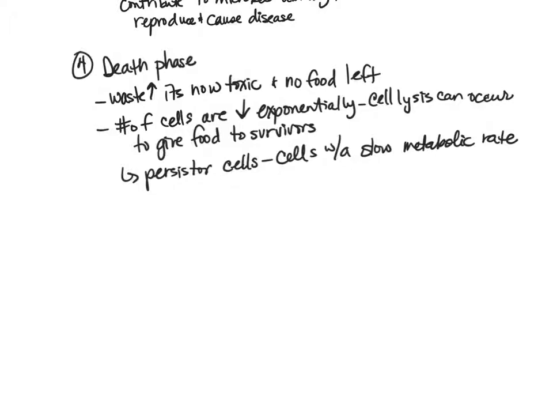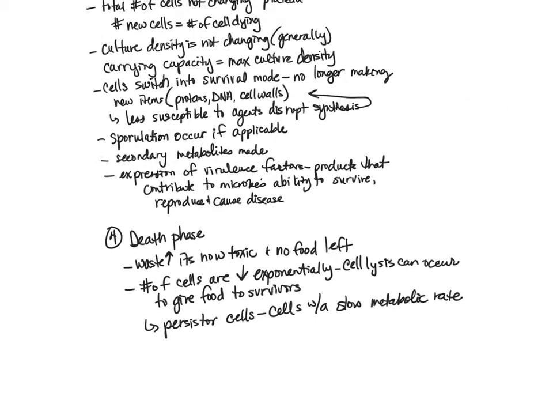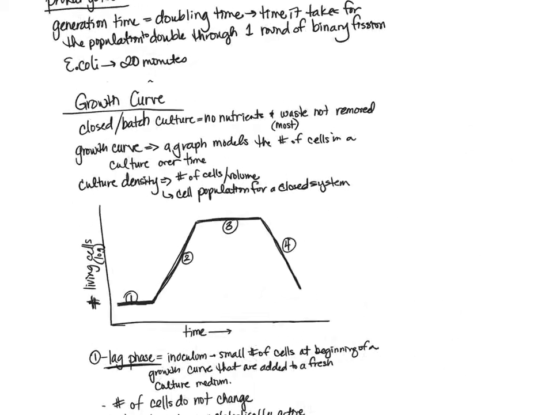So those persister cells could hang out long enough, the hope is for them to hang out long enough until more nutrients are introduced or waste is removed so that they can continue metabolizing and then start to go through binary fission again. Now, if you hold on to a bacterial culture for many, many weeks or months, those persister cells will die off as well because they have a slow metabolic rate, but they still have to be metabolically active. Unless, of course, they have gone through sporulation. So if they've gone through sporulation, then the spores can hang out there indefinitely. So that is the last piece to our growth curve.